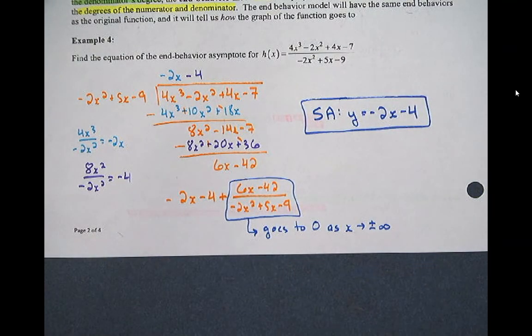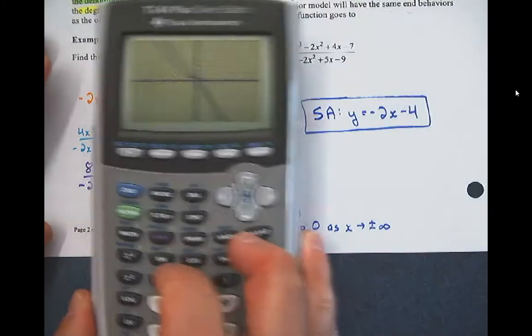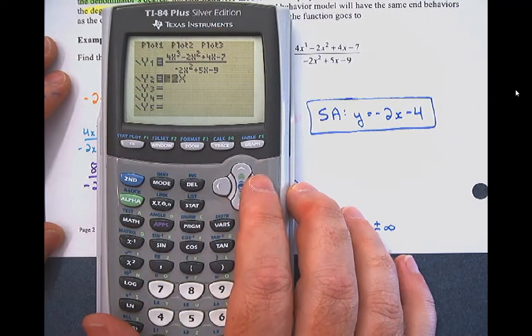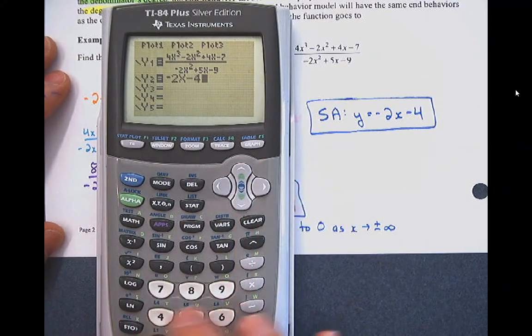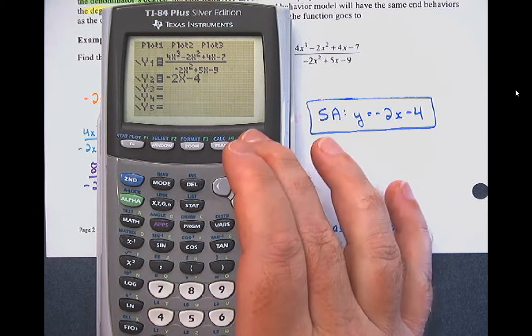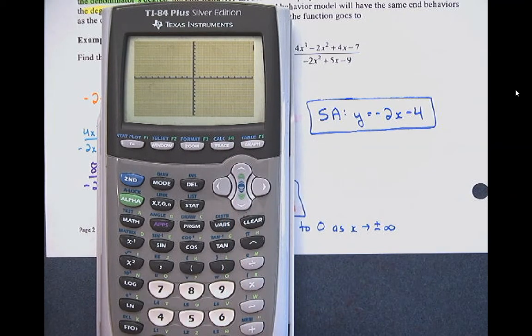Now I'm going to prove it to you that that is the slant asymptote by coming back to our calculator. I'm going to change this from negative 2x to negative 2x subtract 4. And now what will happen is this line, negative 2x subtract 4, will fit right along that graph. It'll be the asymptote. So here's the original graph, and then here comes the slant asymptote. See how it fits in there just perfect?